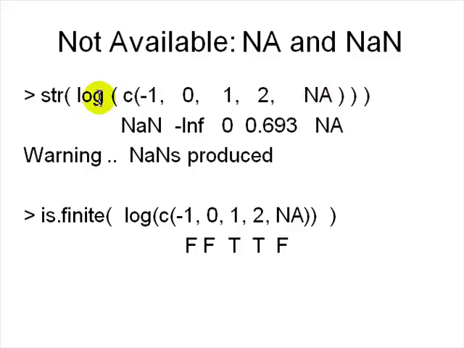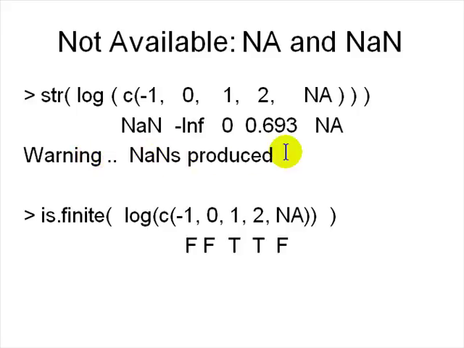So in this case we have this. When you take log of -1, it's not a number. Log of 0 is minus infinity. Log of 1 is 0. Log of 2 is 0.693. This is log base 2. And NA is NA. So NA basically passes through functions as NA. And R will give you a warning that NaN is produced.